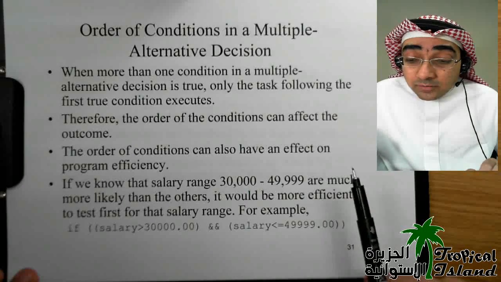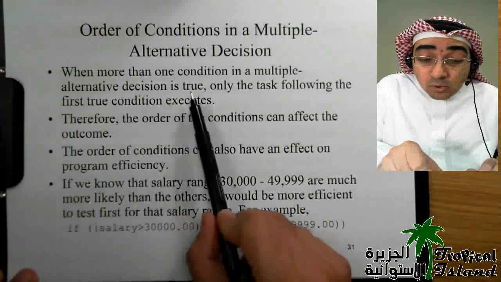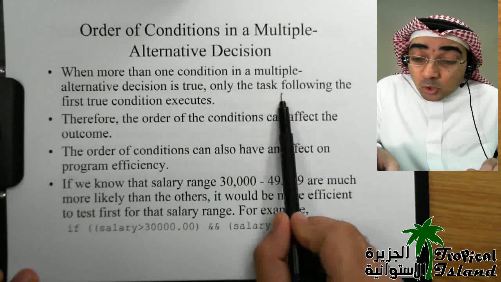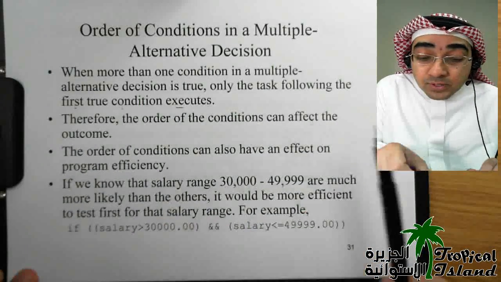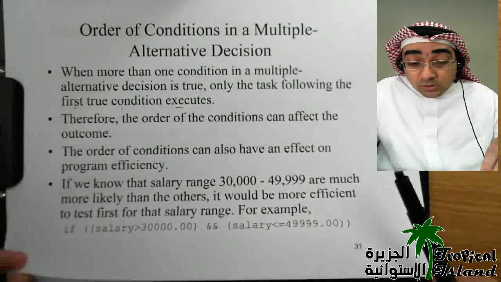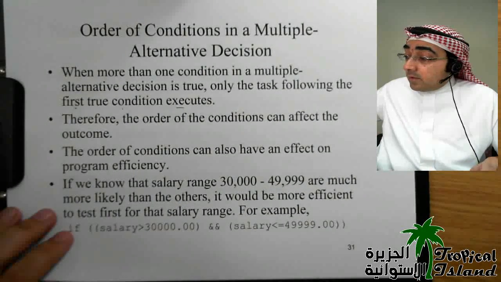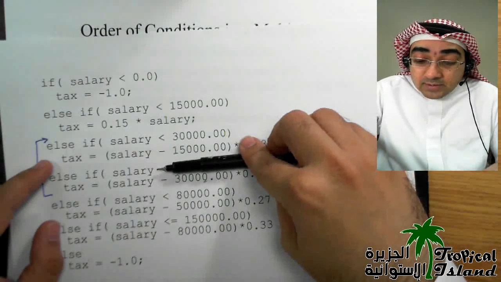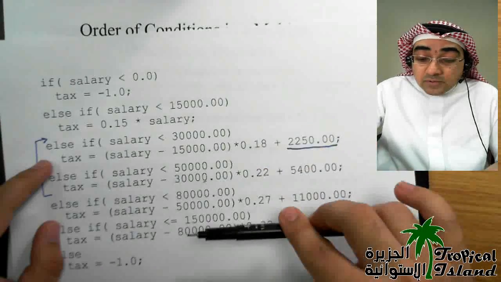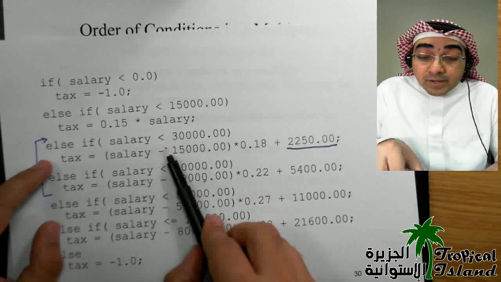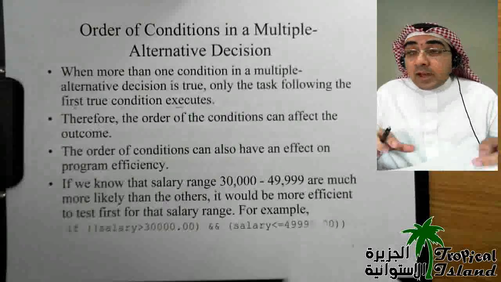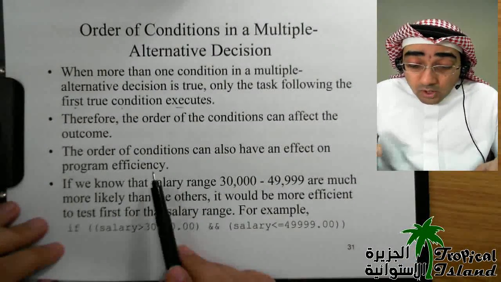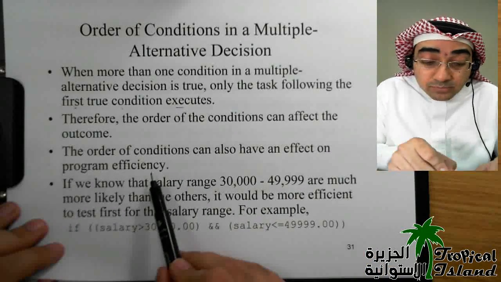Now, order of conditions in manipulating alternative decisions. When more than one condition in a multiple alternative decision is true, only the task following the first true condition is executed, and this is what I actually told you in the previous example. So if my salary is 20,000, it's less than 50,000, this is true. It's less than 30,000, this is true. It's less than 15,000, this is true. But I'm only going to conduct the first statement that I encounter, and then I'm going to exit my if statement. Okay. The order of conditions can also have an effect on the program efficiency.